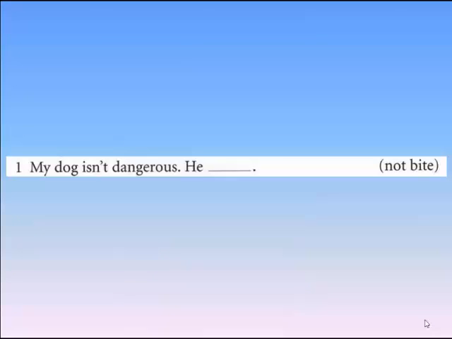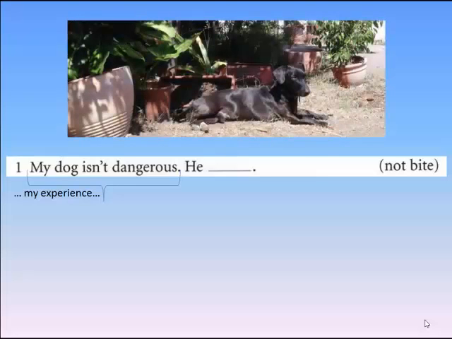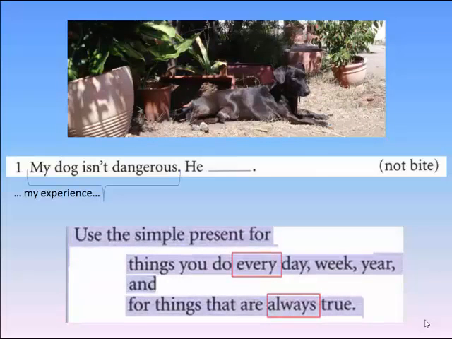Here it says, my dog isn't dangerous. He, not bite. My dog isn't dangerous. This is my experience. My experience is not something right now. My experience is something I accumulated with time. It is my routine. So, we use simple present for routine, and the answer is, oh, remember, simple present, negative, he. Are you sure you wrote it correctly? My dog isn't dangerous. He doesn't bite.